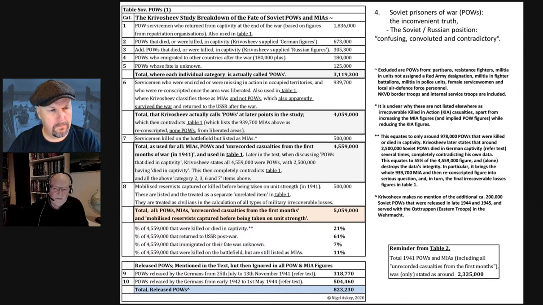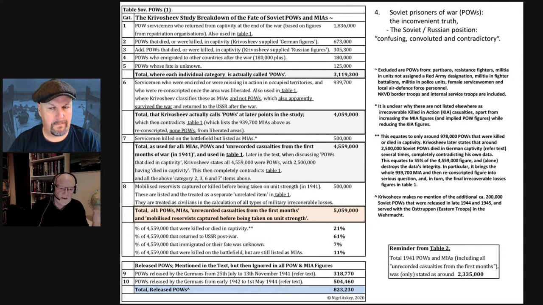So when Krivosheev talks about 939,000 being liberated, my research has indicated that that number was at best 160,000. So he's saying 939,000 were MIA, which he later says are POWs. But again, he's trying to get to this 4559 number. So later on in the study, I found this statement: servicemen killed on the battlefield but listed as MIAs. That just came out of left field. And I have no idea why that is not put into irrecoverable or just killed, because this is where I'm talking about reverse engineering. He's basically trying to get that 4059 number to this 4559 number.